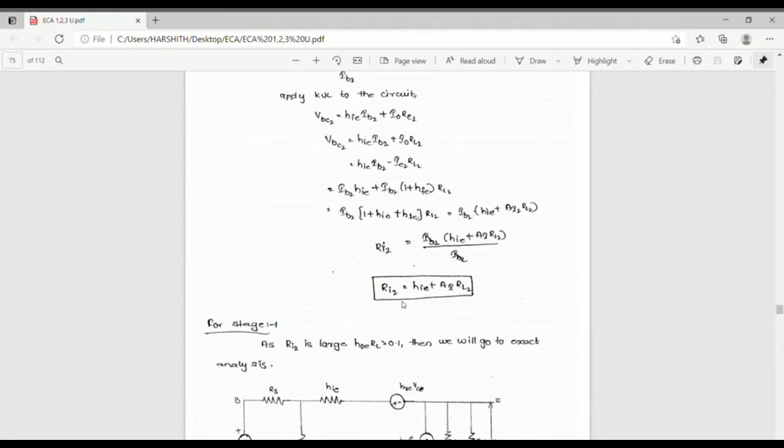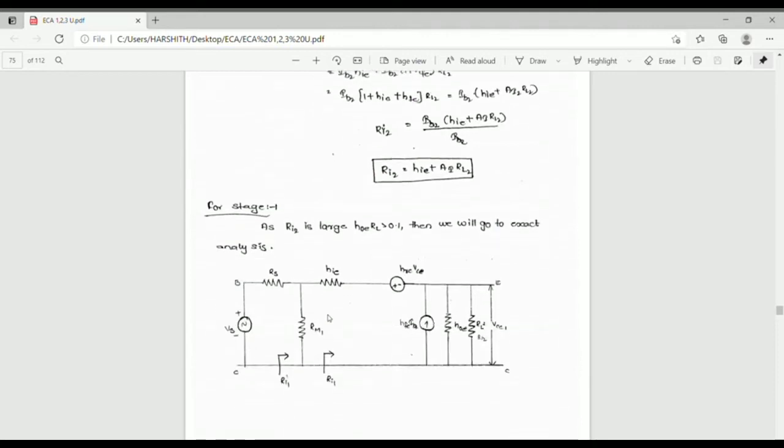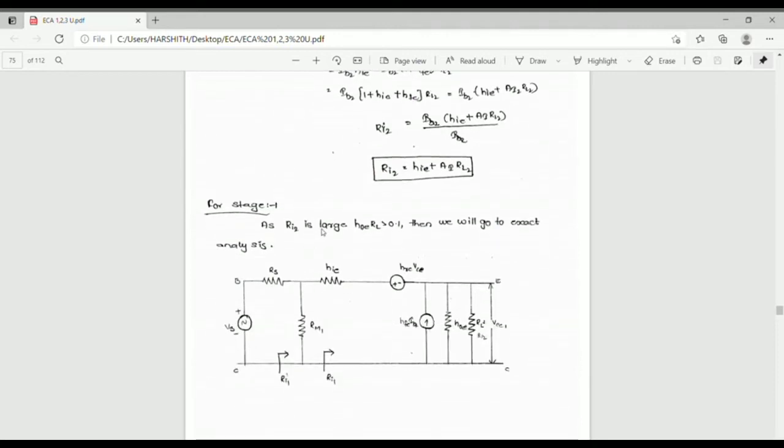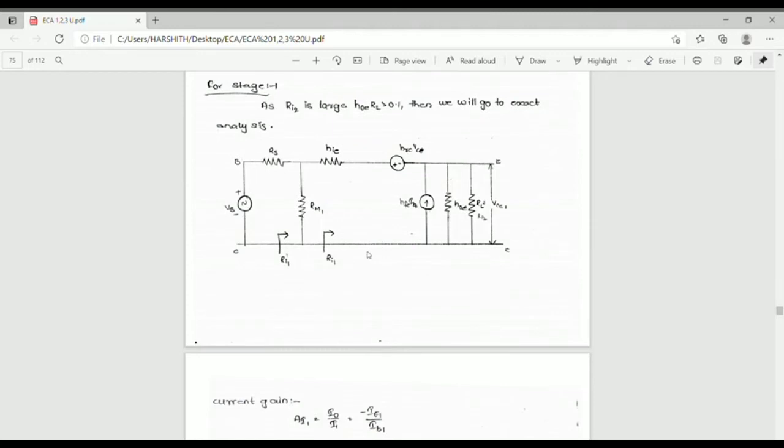Okay, and for the first stage, in this first stage, RI2 is large. So if hie by RL is greater than 0.1, we go to the exact analysis. If less than, we go to the approximate analysis. And this is the circuit diagram.